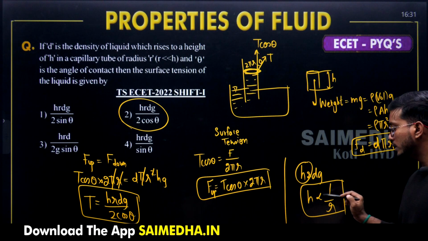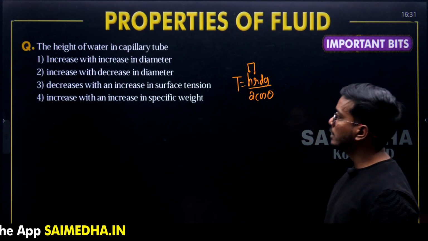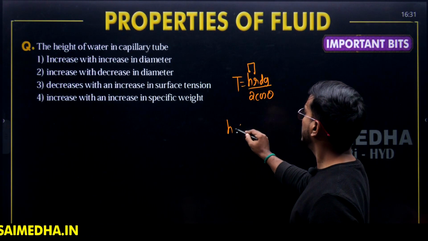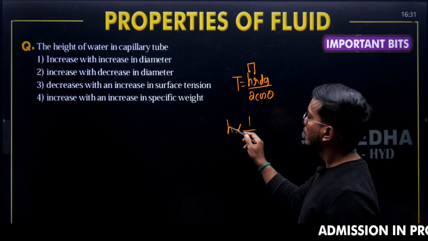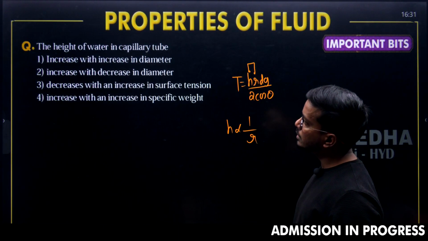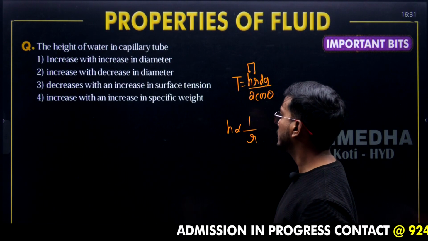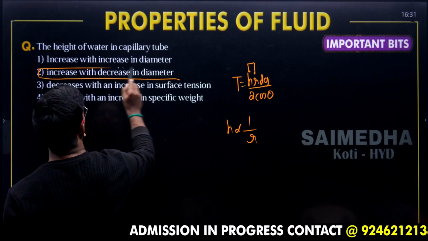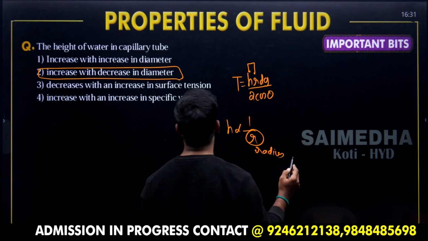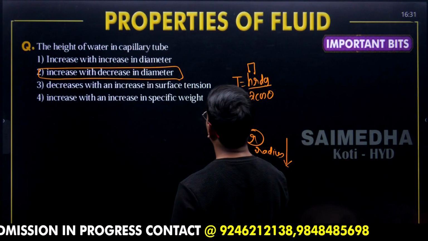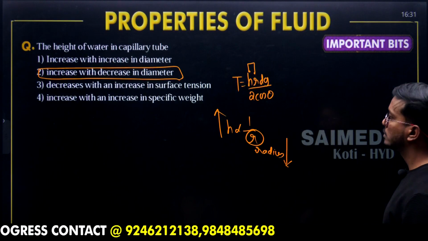That means as the radius of the tube increases, capillarity decreases. Height and radius are inversely proportional to each other. Radius or diameter, whatever it is. The question is: the height of water in a capillary tube increases with a decrease in diameter. If the radius is decreasing, then what happens to the height of the water in the capillary tube? It increases. Moving on to the next question.